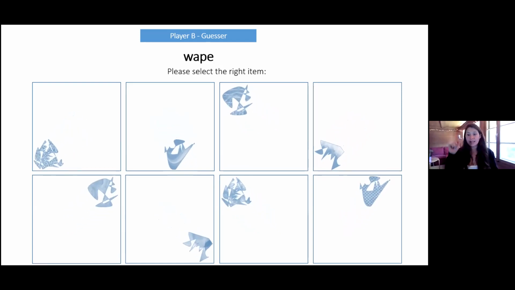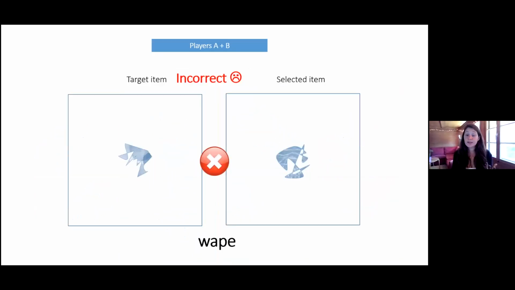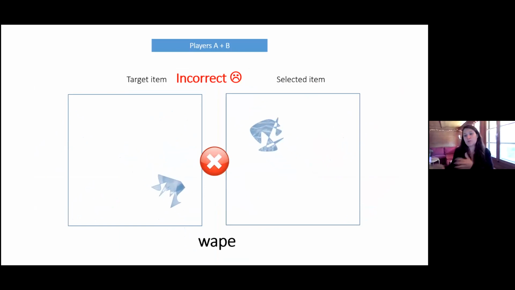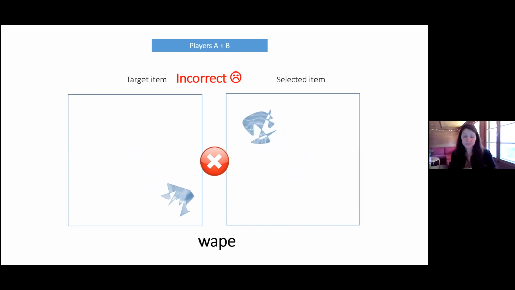But once they click, okay, I think wape is this shape, they get feedback. They get to see what the right item was, and what their partner selected if they were wrong, and then learn from it. Then these 2 participants switch roles. The person who was the producer now guesses, and they alternate between being a guesser and a producer multiple times. After they do this for about 20 minutes, they get up and switch partners. So they go to talk to somebody else in the group.